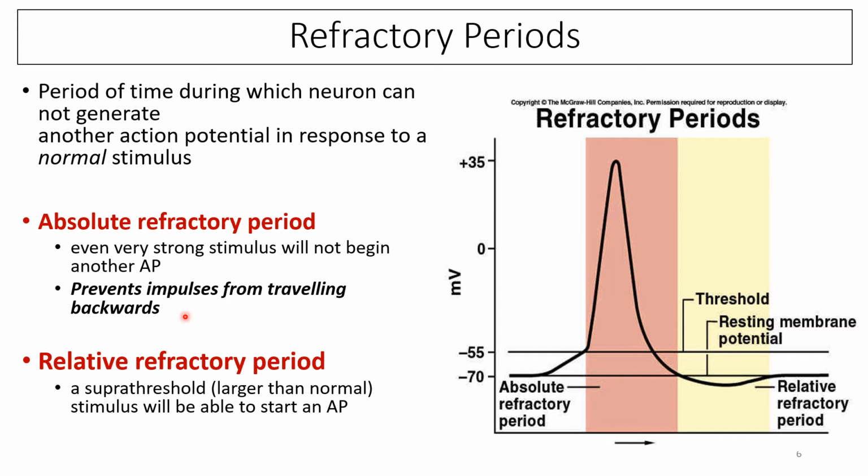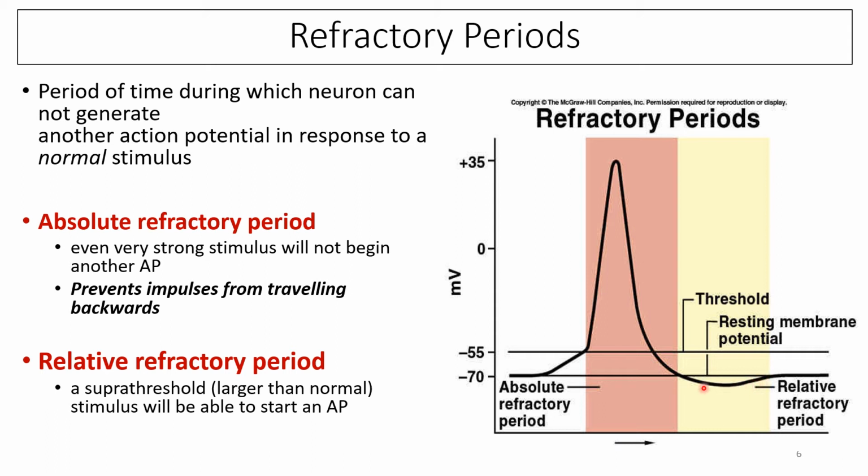Okay, so we want the action potential to continue down the axon toward the terminal ends, and the absolute refractory period allows that to occur. The relative refractory period is that period of time during the action potential from when the membrane potential is back down to resting membrane potential, -70, and hyperpolarization through that area.